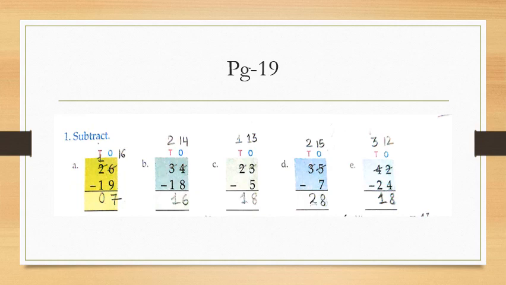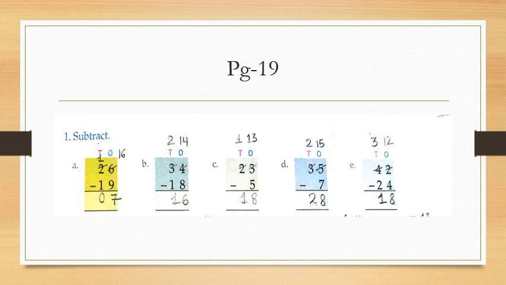Now we can subtract 9 from 16. So 16 minus 9 is 7. So children, write 7 under ones column. Now look at the tens place children. Here 1 is left. So 1 minus 1 is 0. So write 0 under tens column. So your answer will be 7.